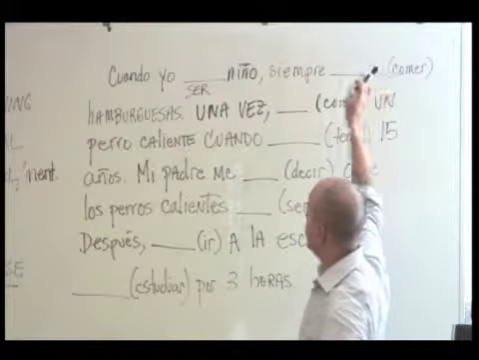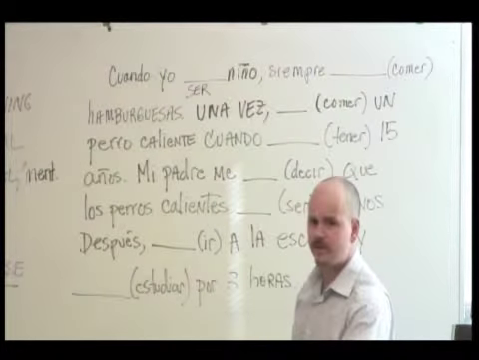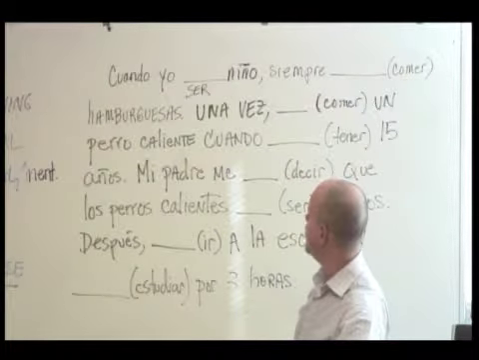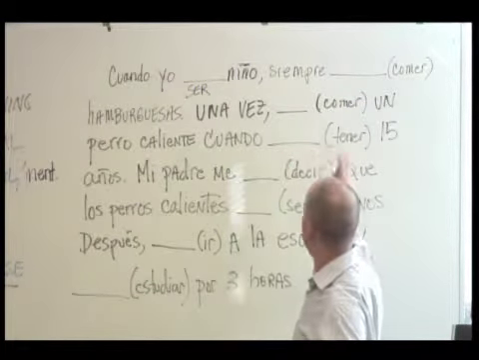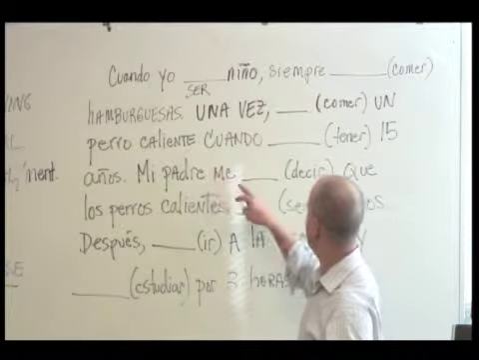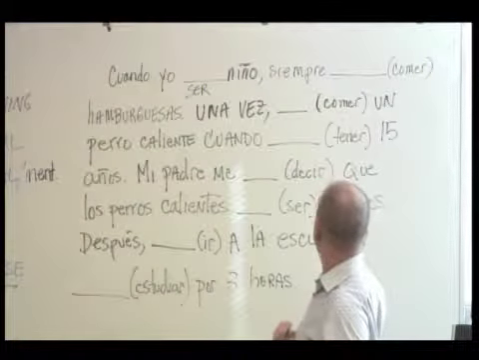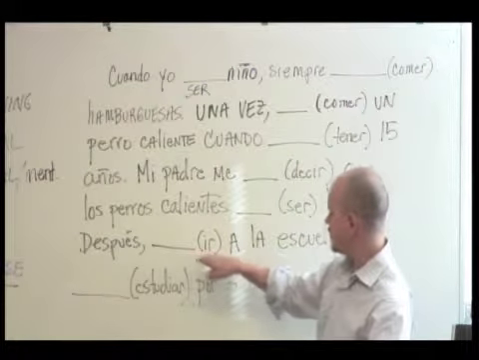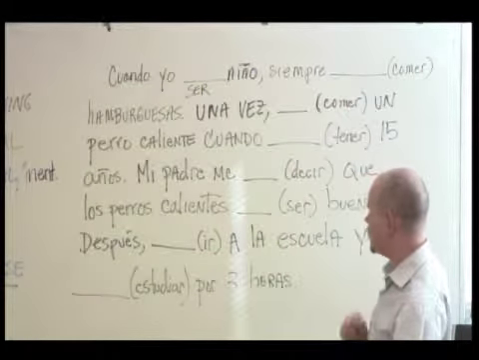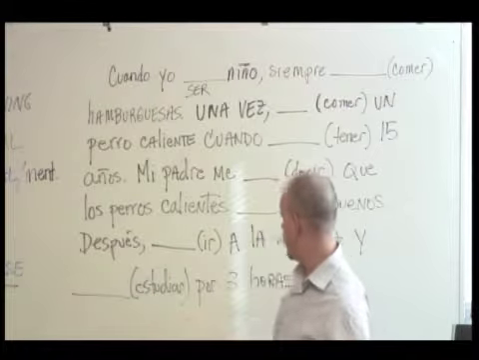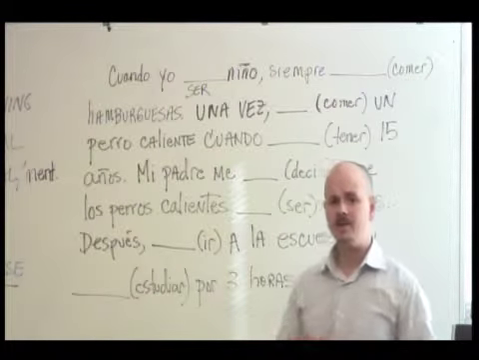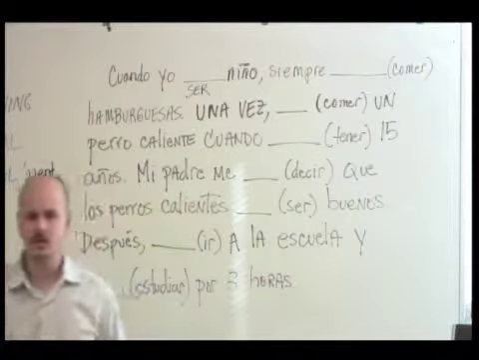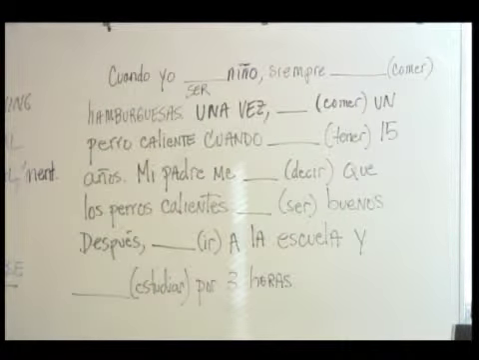Siempre, blank, and we want the verb comer, hamburguesas. Una vez, blank, comer un perro caliente, cuando blank, tener 15 años. Mi padre me, blank, decir que los perros calientes, blank, buenos. Después, blank, with the verb ir a la escuela, y blank, estudiar por 3 horas. Take a minute, pause the video, try it out for yourself. I'll step aside so you can read it completely, and then we'll look at it.